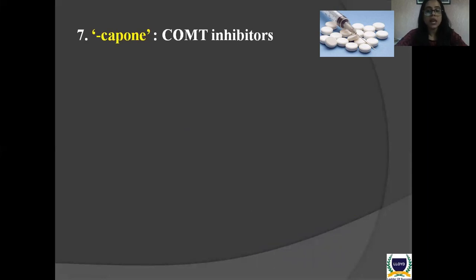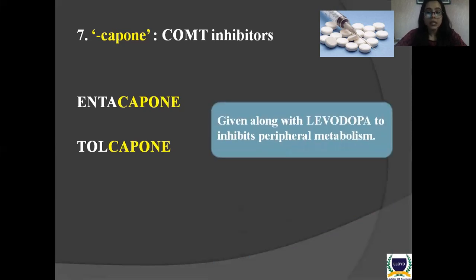Capone indicates they are COMT inhibitors. COMT is what? That is catechol-O-methyltransferase inhibitors. Drugs like entacapone and tolcapone are COMT inhibitors. These are also ending with the same suffix, that is capone. These drugs can be given along with levodopa to inhibit the peripheral metabolism, so thereby more dopa crosses the blood-brain barrier, and then the availability of levodopa can be increased.